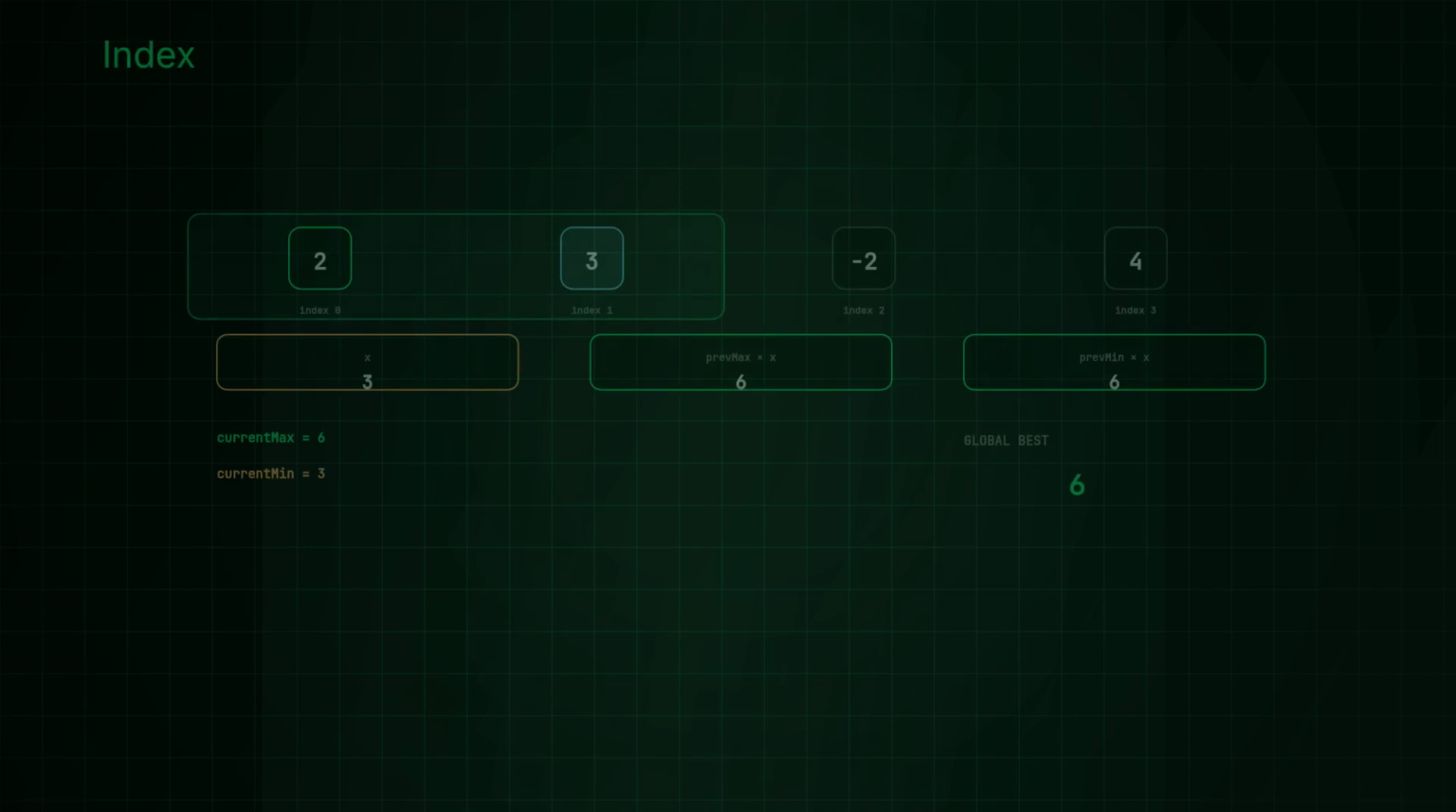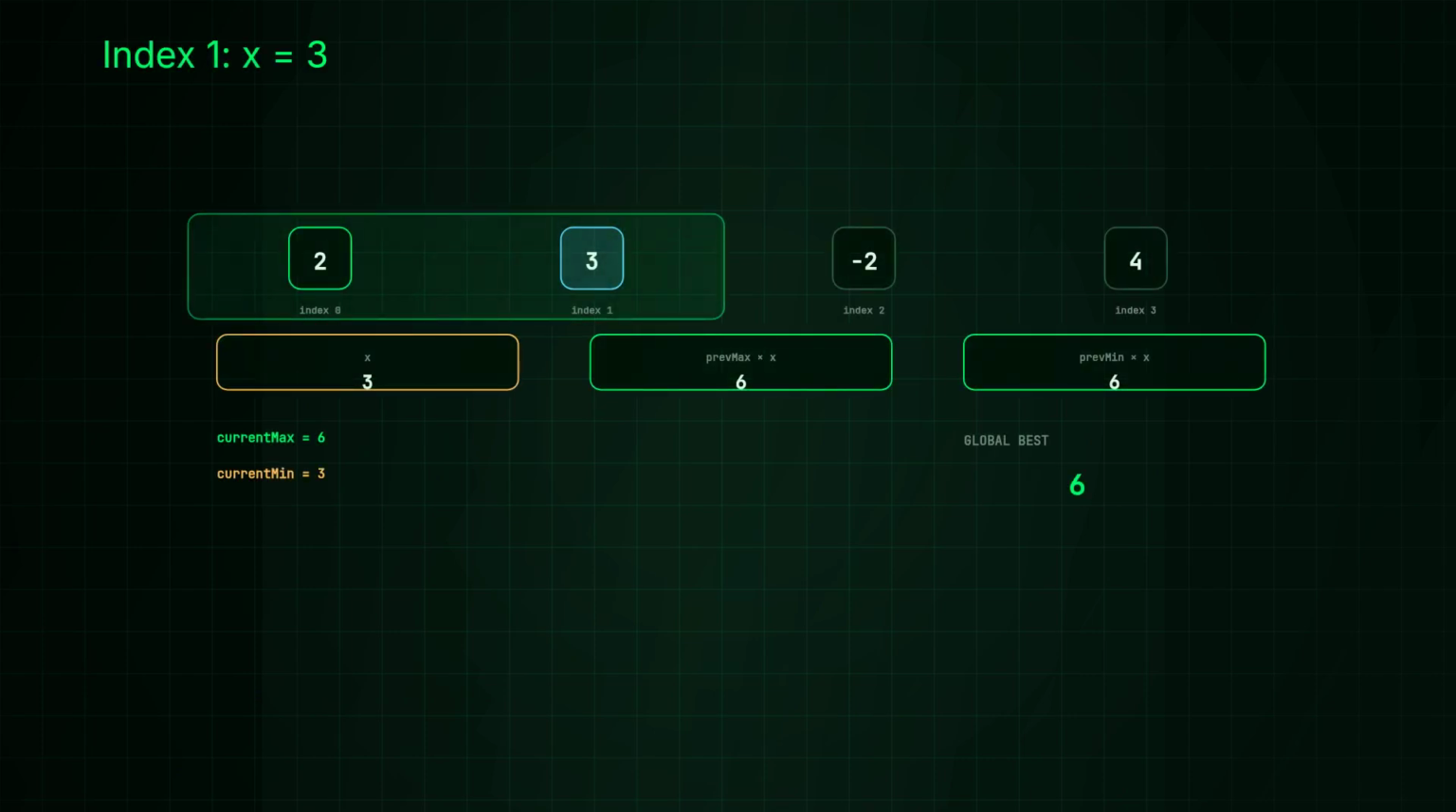At index 1, the current value is 3. Start with the previous maximum 2 and previous minimum 2. The 3 candidates are 3 by itself, 2 times 3, which is 6, and 2 times 3, which is 6. Choose 6 as the new maximum ending here and 3 as the new minimum ending here. Compare the new maximum with the global best. 2 becomes 6.